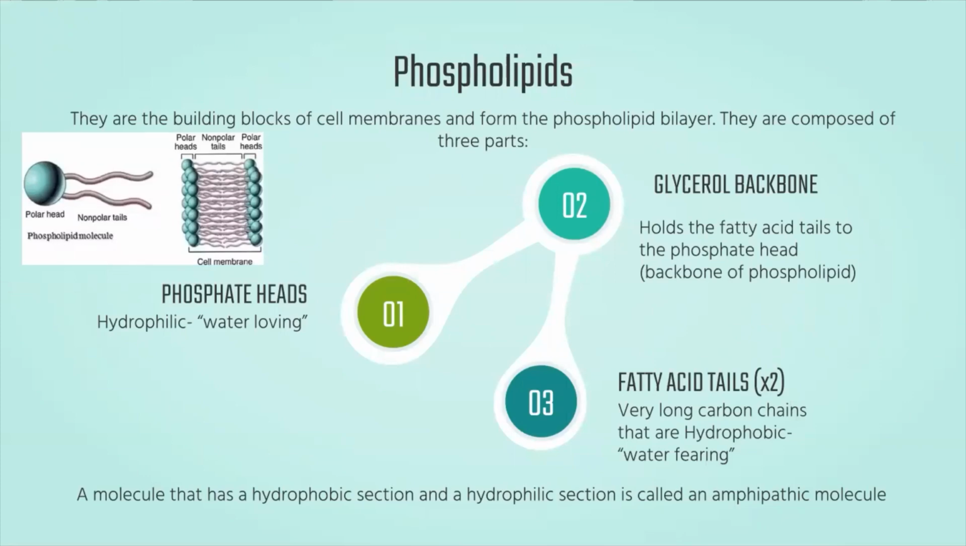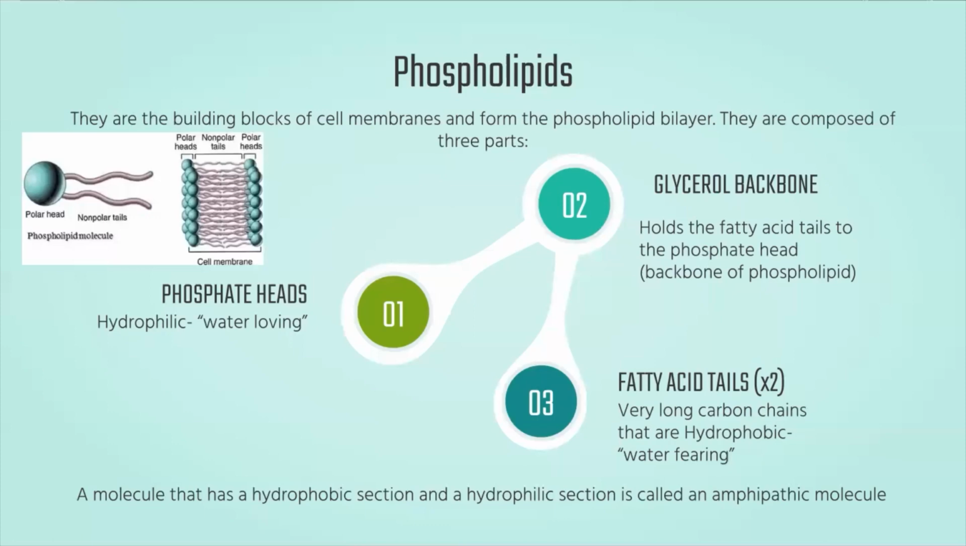these fatty acid tails are made of long carbon chains which hate water and are terrified of it. Most people will remember this because the root phobic, as in phobia, means fear. Fatty acids will do whatever they can to get as far away from the water as possible. Since these two things are polar opposites, they are known as an amphipathic molecule.